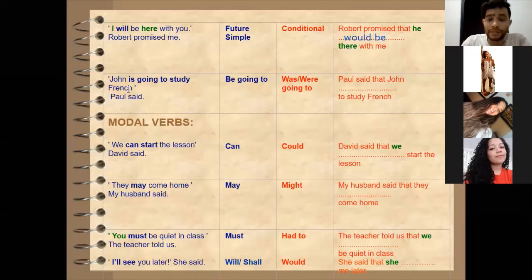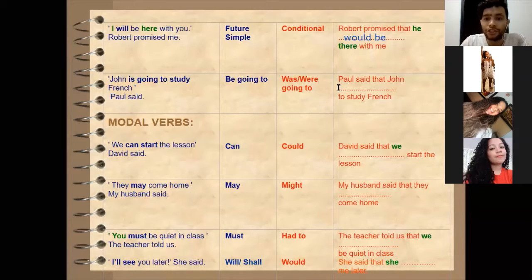Jean is going to study French, Paul said. "Is going to study" tells me that this is a sentence with be going to referring to the future, right? And when I have a be going to sentence in the reported speech, I have to use was or were going to. I have to put the verb be in the past form so I can have a future in the past. There you go.